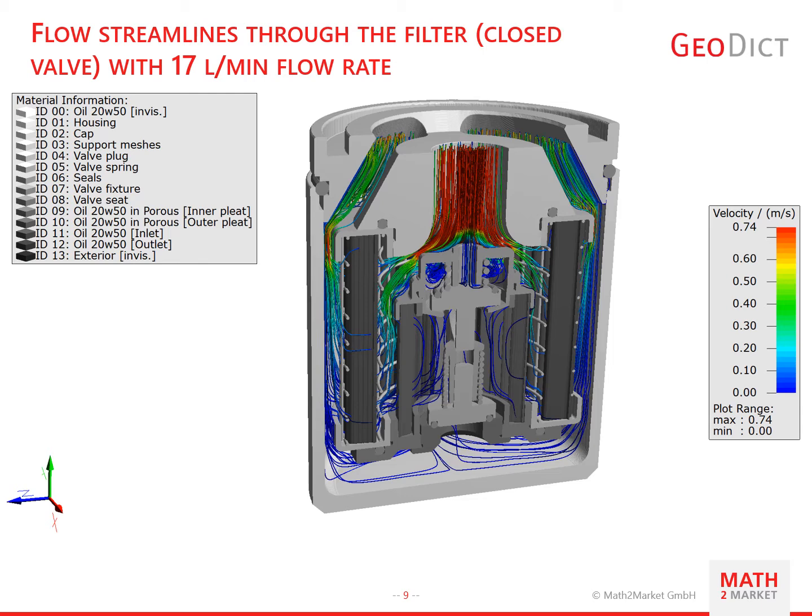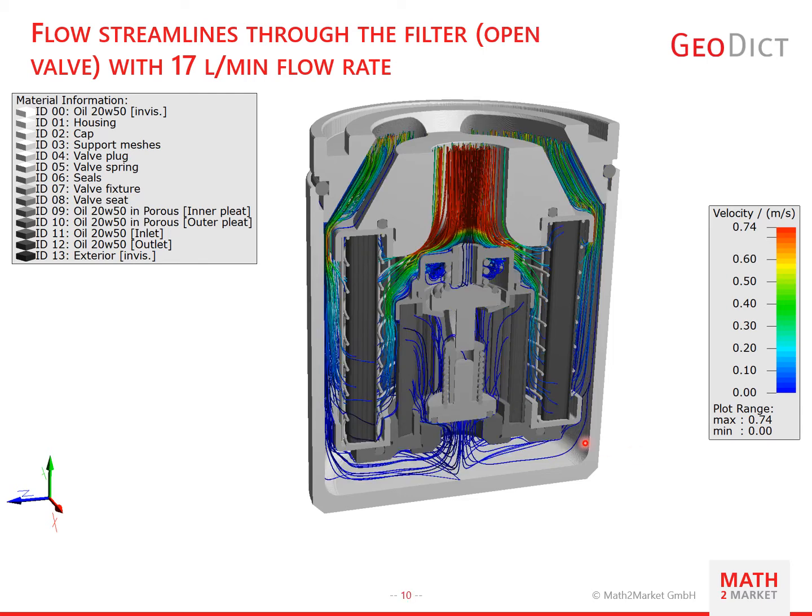So let's see the case where the valve is opened. So you can see a considerable amount of the flow will also pass through the valve, and then the flow can be passed through the inner pleat, and the filtered oil can again be discharged from the outlet plane. Of course, when the outer pleat is clogged, then probably the majority of the streamlines or the flow will pass through the valve and through the inner pleat.